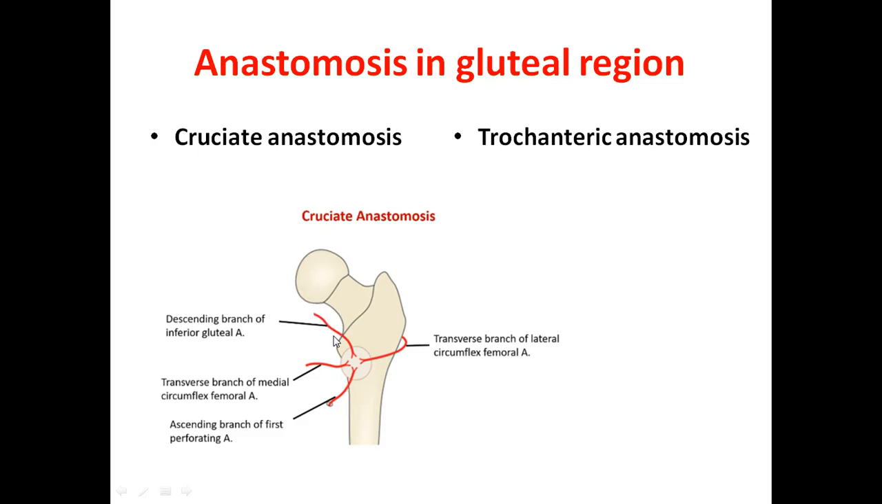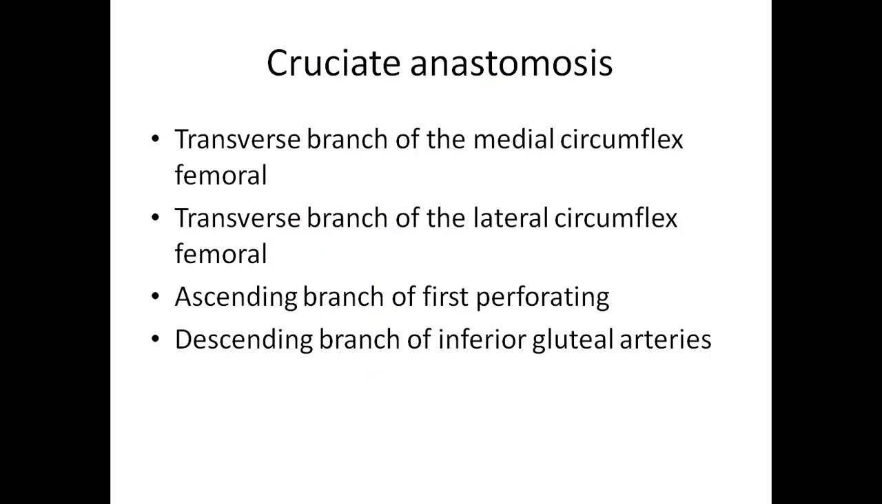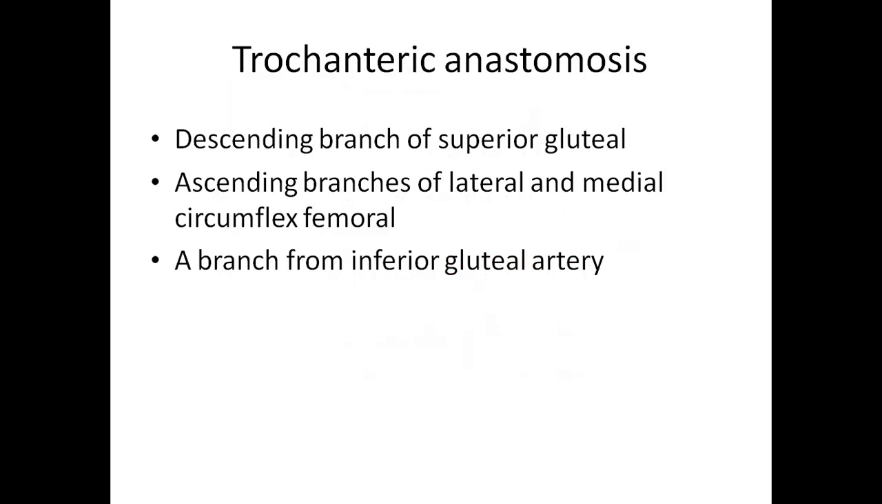From above, the descending branch of, is it superior gluteal or inferior gluteal? See, slow down. It's the inferior gluteal artery. From below, there will be 4 perforator arteries. It is the ascending branch of, obviously, the first perforator artery, because that is the one at the highest level. So this is for summarization purpose. Cruciate anastomosis: medially, medial circumflex femoral; laterally, lateral circumflex femoral; superiorly, descending branch of inferior gluteal; inferiorly, ascending branch of first perforator. Same thing, line diagram.